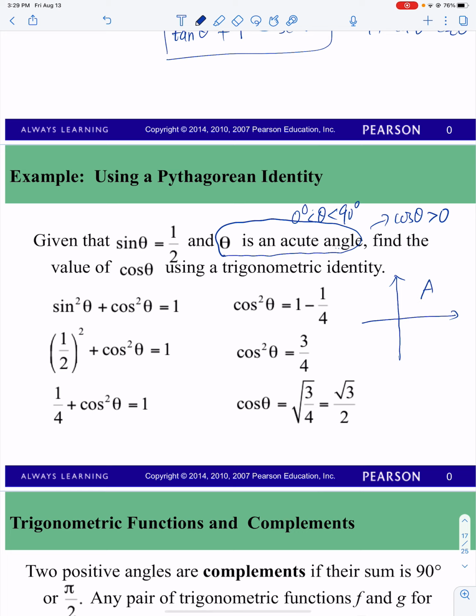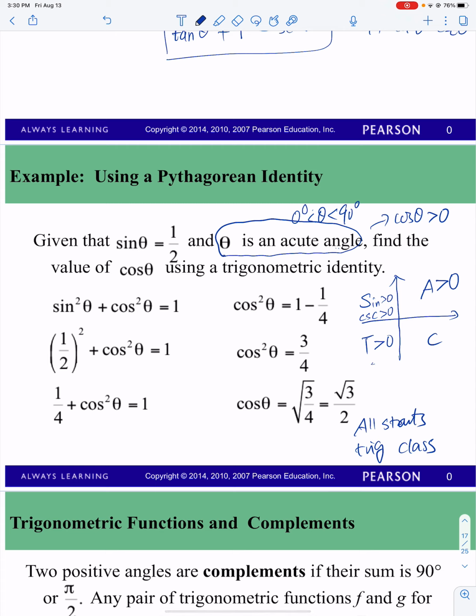So it's All Students Take Calculus, or ASTC, the trig class. It means, so what does this mean? Everything is positive here. So what is positive here? Sine is positive. If sine is positive, what is also positive? Cosecant is also positive. Why? Because sine equals what? 1 over cosecant. And here, tangent is positive.